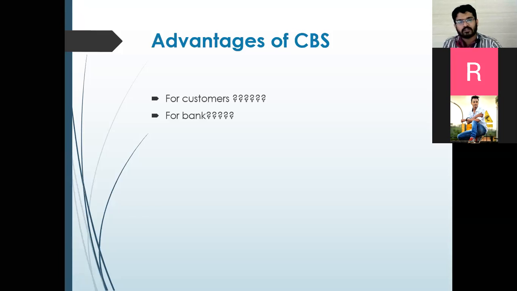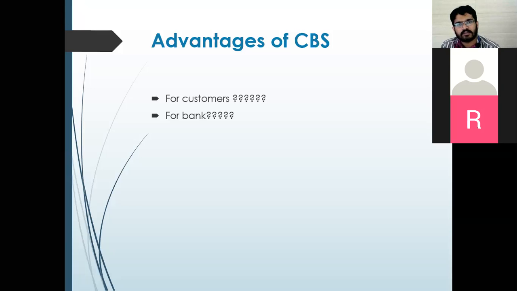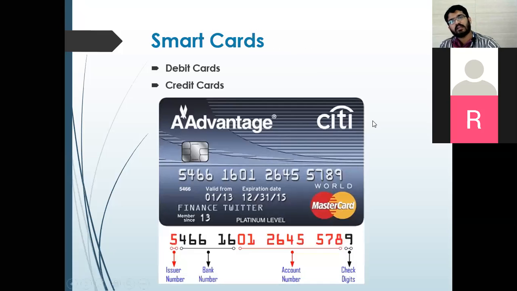Okay, fine. So once we know the advantages of the core banking system, let us know something about smart cards, or we can just call them cards, where we have debit cards and credit cards. Now, I'm not going to explain anything about this because we have been using debit cards and credit cards for a very long time. We know what it is, and we have been using it quite often.